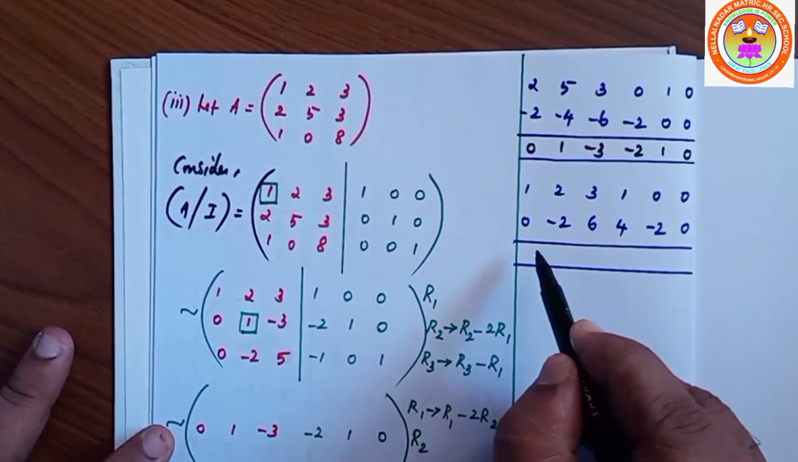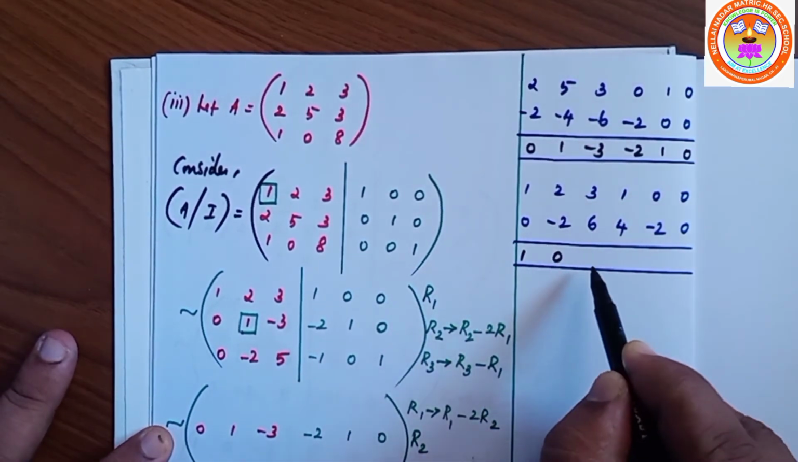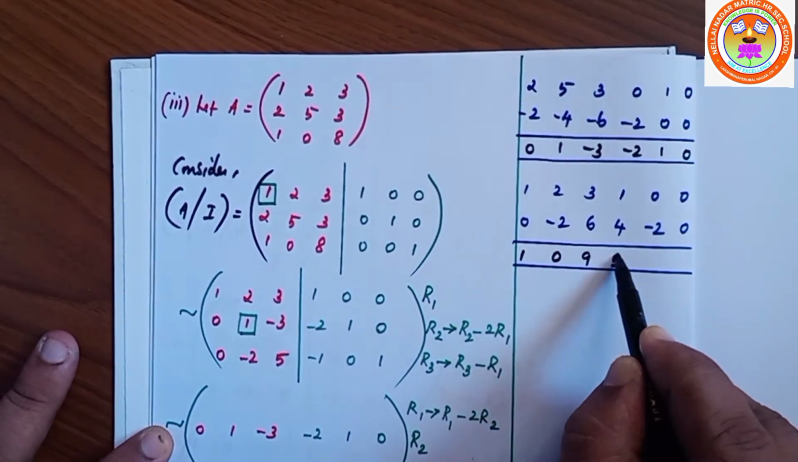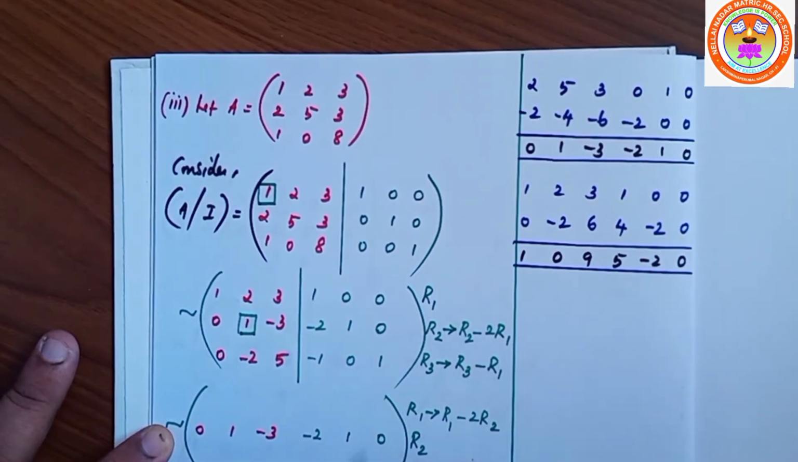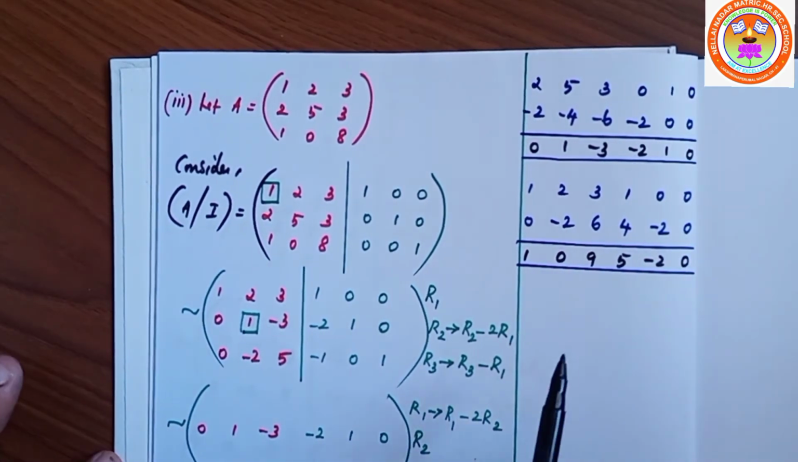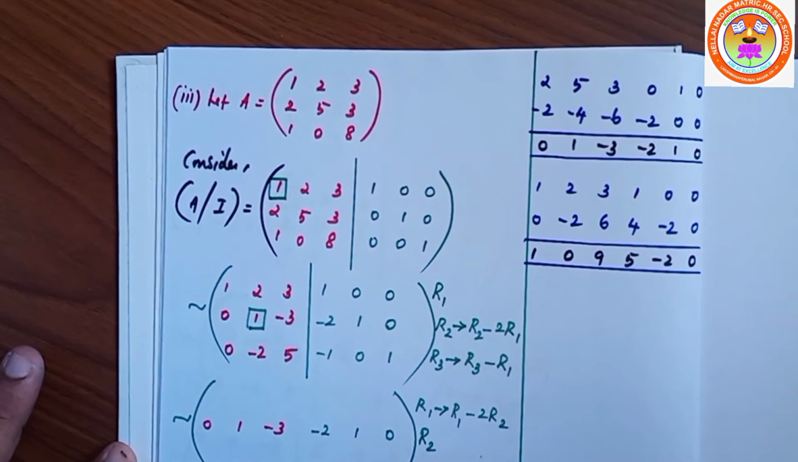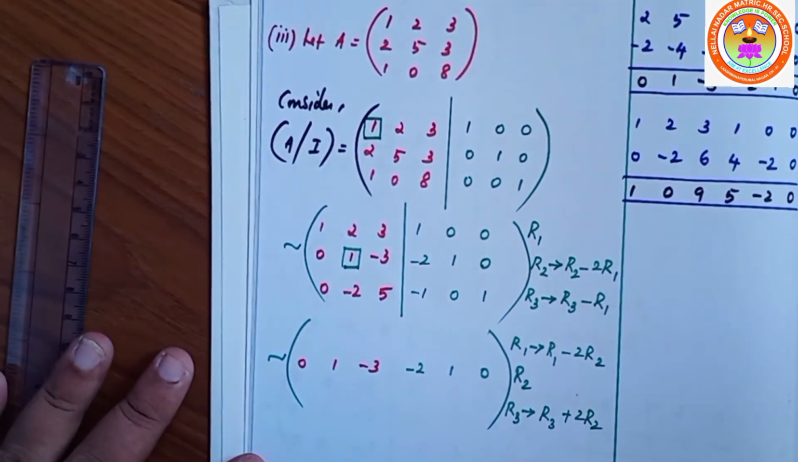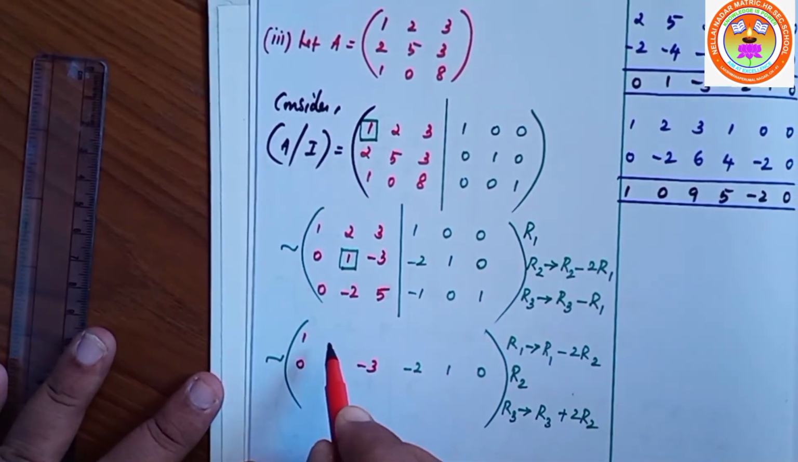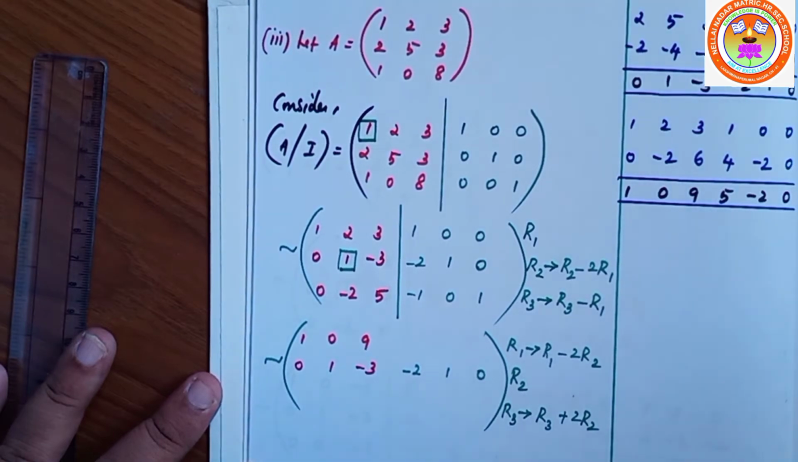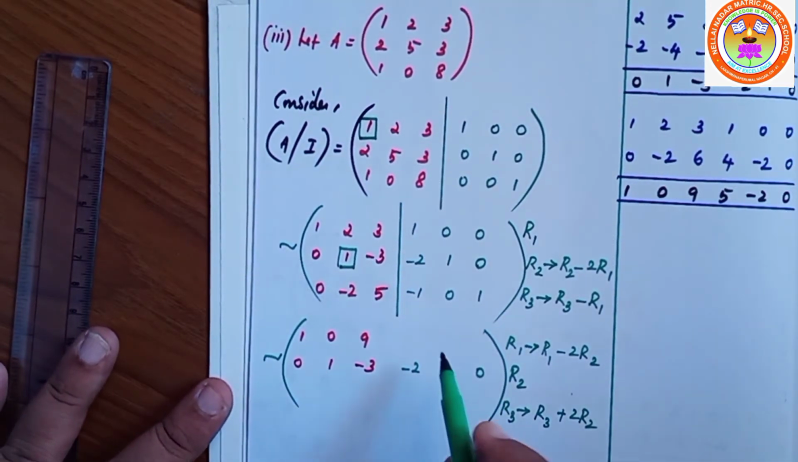So I will be getting 1 plus 0 is 1, 2 minus 2 is 0, 3 plus 6 is 9, 1 plus 4 is 5, 0 minus 2 is minus 2, 0 plus 0 is 0. So the row is 1 0 9, 5 minus 2 0.